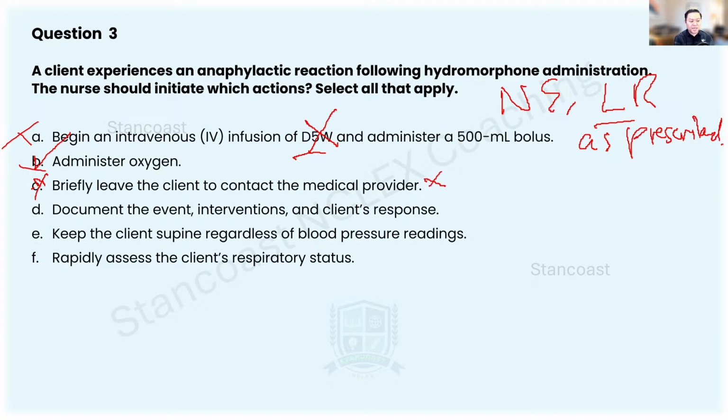What about letter D? Document the event, interventions, and client response. Yeah, that's given. It's a must that we are going to do that in order to facilitate sharing of the information with a care team as well. It will ensure a much more comprehensive record to the patient. And of course, the critical documentation is so important that it can help the continuity of care as well. Now let's talk about keep the client supine regardless of blood pressure readings. What do you think about that? Supine, really?